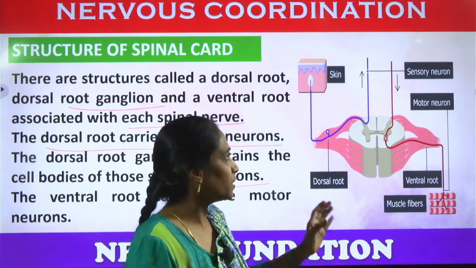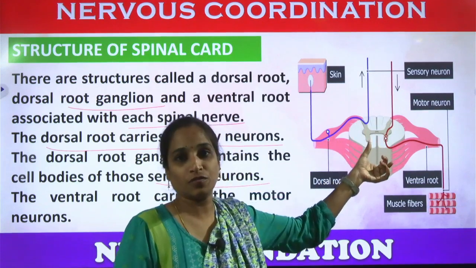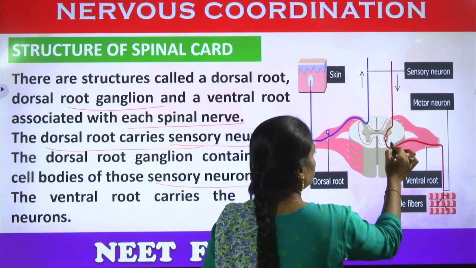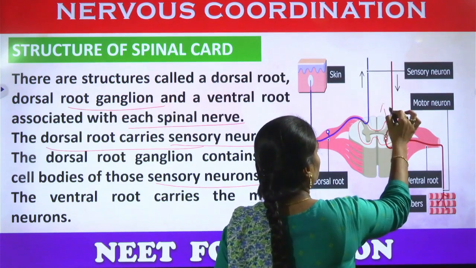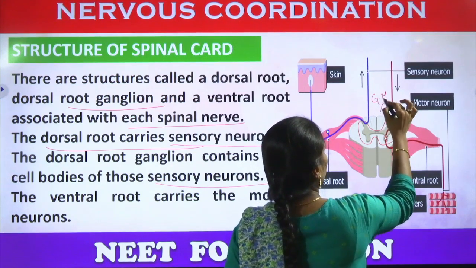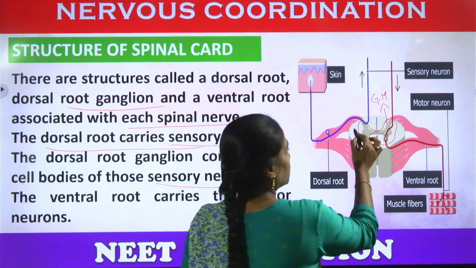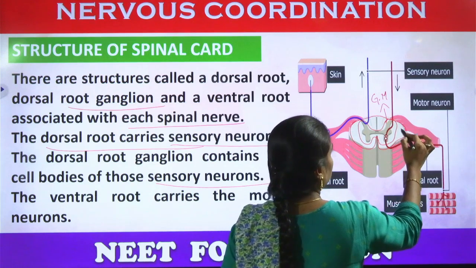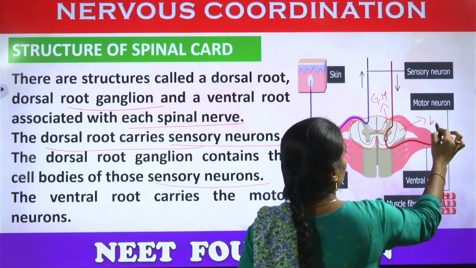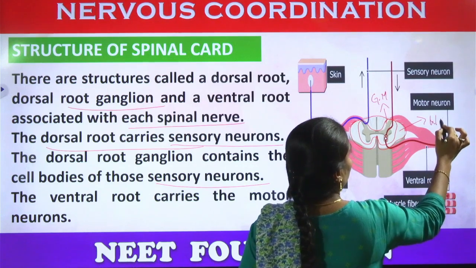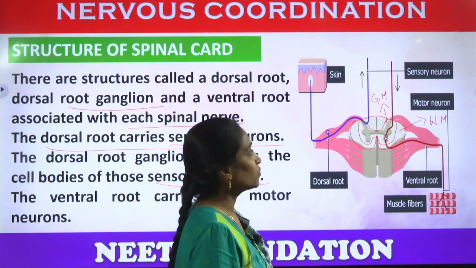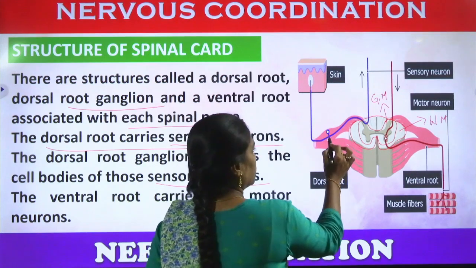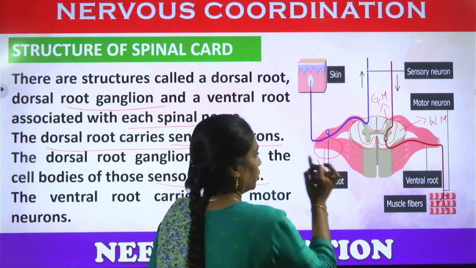Let us see in detail. This is the transverse section of the spinal cord and its internal partition. This is the grey matter, and the surrounding one is the white matter. We can observe the dorsal root and the ventral root. Where is the dorsal root? This is the dorsal root, as labeled here.